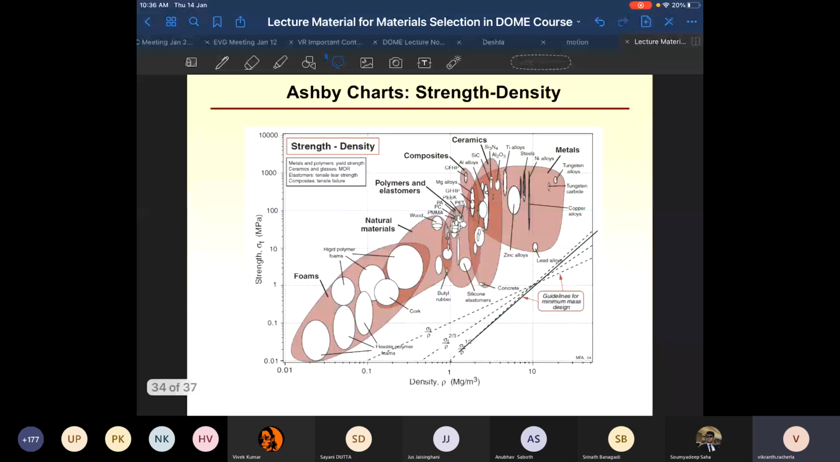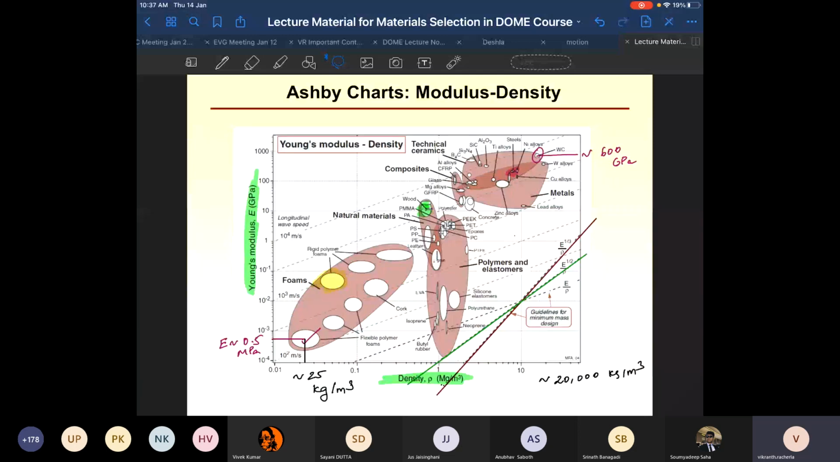Next, let us look at the Ashby chart. One thing is not clear: when we are taking a constant, the line isn't passing through the origin. So how are we telling that the E by rho ratio will be constant on the entire line? No, why will it be passing through zero? Sir, because the slope is not E by rho, so E by rho will vary along the line also. Just one second, okay?